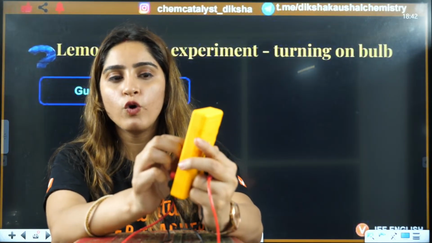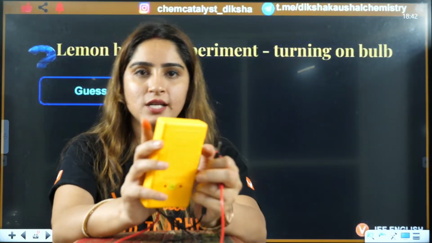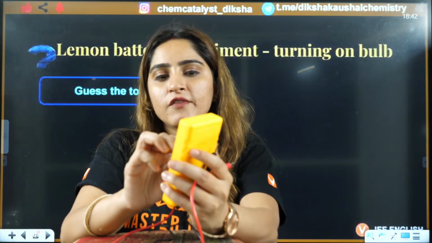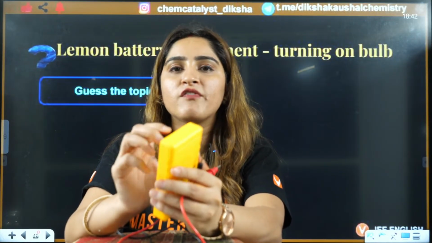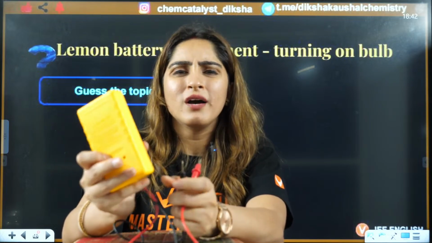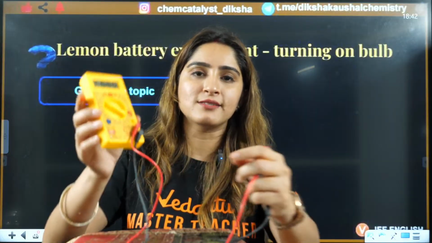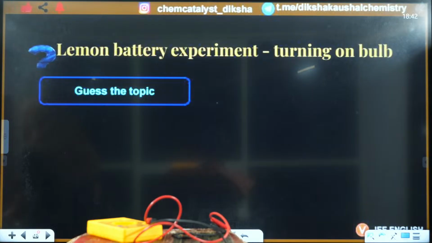So I'll fix the voltage at 20, so that I get the numbers in point something: 1, 2, 3, 4. If I convert it into 2000 millivolts, then the number will be in thousands. So it's totally your choice how you want to see. I would want to see at 20. That is the standard way of seeing the calculations.